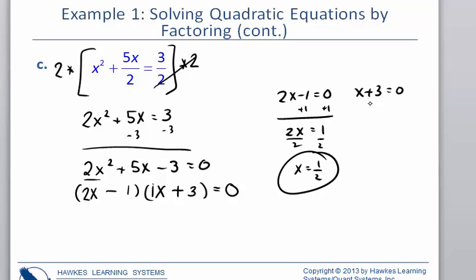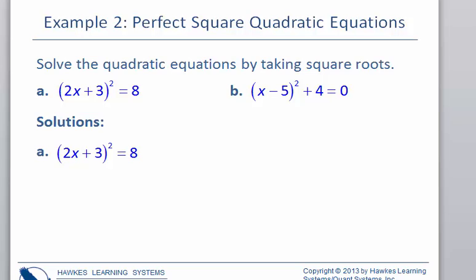On x plus 3 is equal to 0, we're going to subtract the 3. Gives me x is equal to negative 3 as a second solution. So that is how we can solve quadratic equations by factoring. And factoring would be our first method for solving.